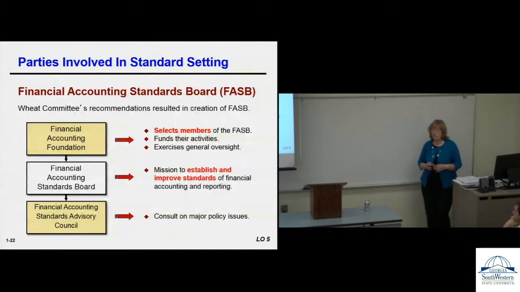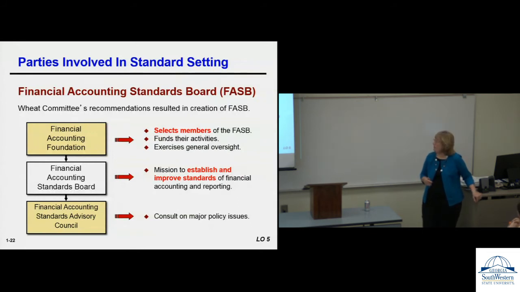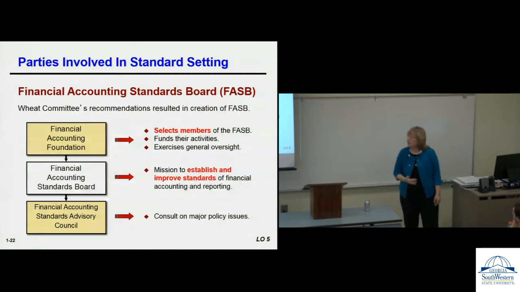Okay, so the FASB is a small board that has oversight and actual ability to implement accounting standards. There are really three parts to this. The FASB is the one in the middle, the white box, Financial Accounting Standards Board. They have a boss, the Financial Accounting Foundation, that selects the members of the FASB.